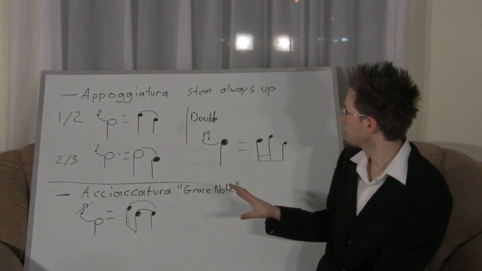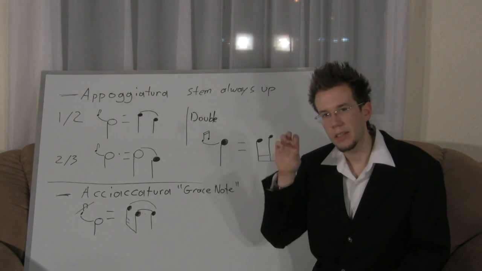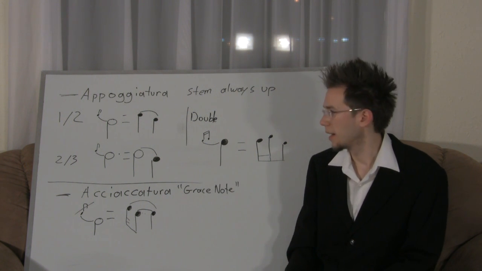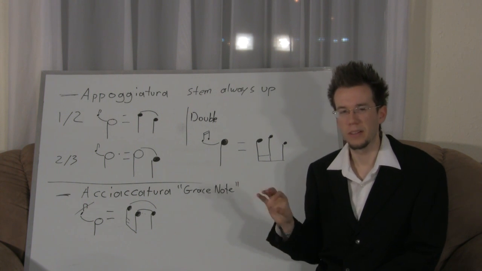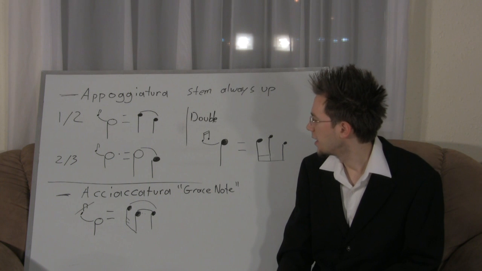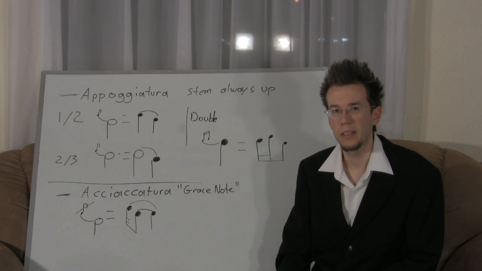And another important rule is that the stems for these always go up. Okay? They're just like little mini notes that don't really, they don't fit into the rules of, well, they do, but they don't have to follow all the rules that the other notes have to follow. Also, keep in mind that these notes are played on beat generally.